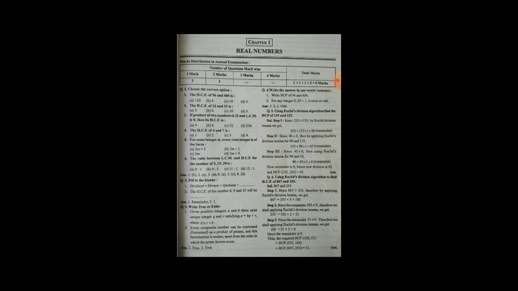Now question number 2, fill in the blanks. First, dividend is equal to divisor into quotient plus what? This is the basic remainder formula: dividend is equal to divisor into quotient plus remainder, which fills the blank. Second, the HCF of the numbers 8, 9, and 24 will be 1, because these are all composite numbers, and the one number which divides all three numbers is only 1.